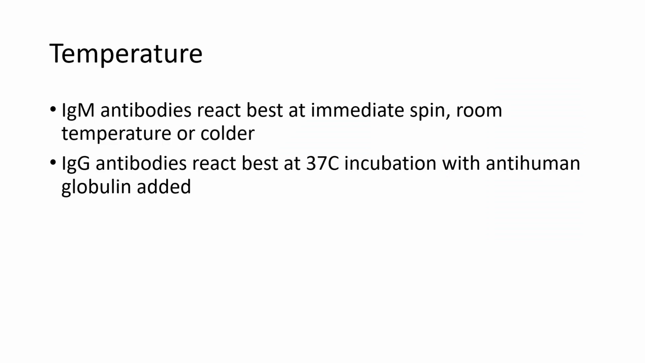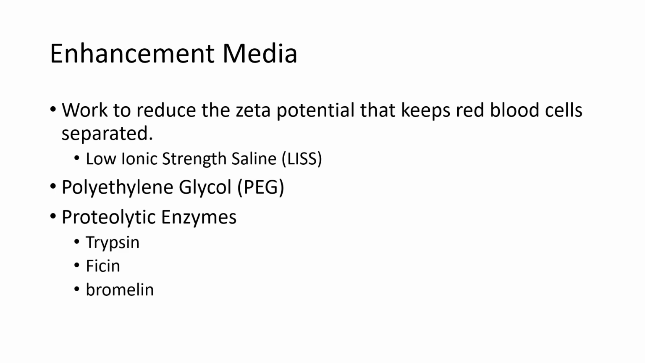Temperature is important in blood bank testing. IgM antibodies react best at immediate spin, which is room temperature or colder. IgG antibodies react best at 37 degrees Celsius incubation with anti-human globulin added. We also use enhancement media, which works to reduce the zeta potential that keeps red blood cells separated. We have low ionic strength saline, polyethylene glycol or PEG, and we have proteolytic enzymes, trypsin, ficin, and bromelain, which have different effects for different antibodies' reactivity.